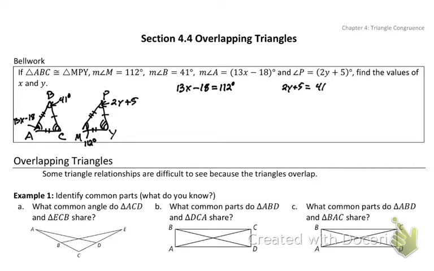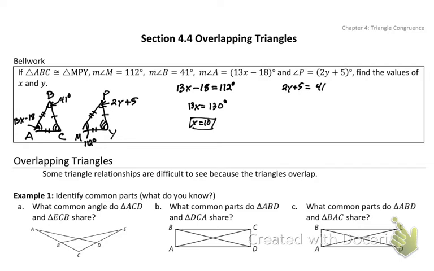Now I just got to be careful solving them. The first one, I'm going to add 18 to both sides. That's going to give me 13x equals 130. Well, that's nice because that just gives me x equals 10. The correct answer for the first one should have been A, 10.